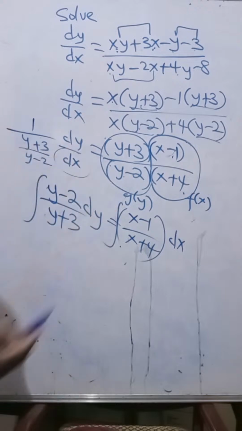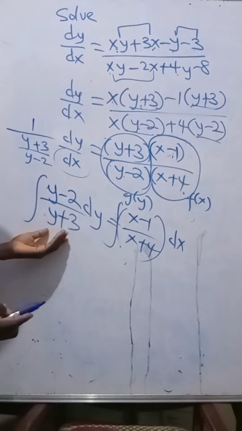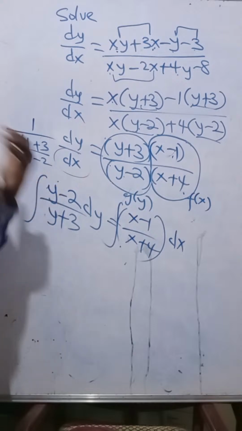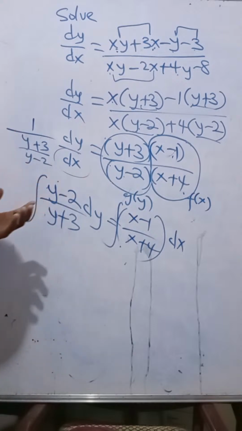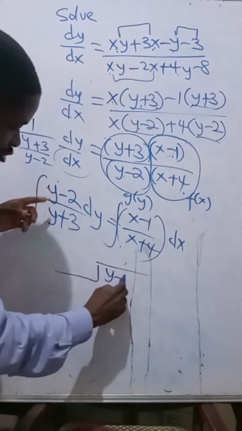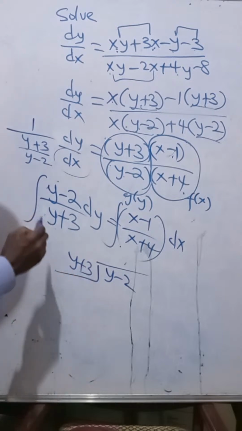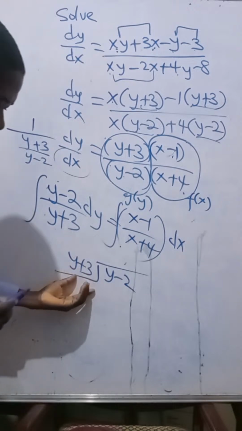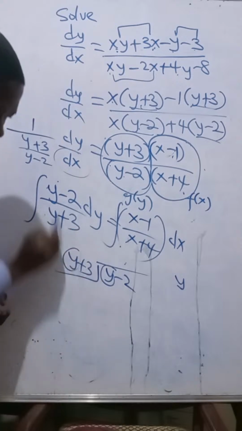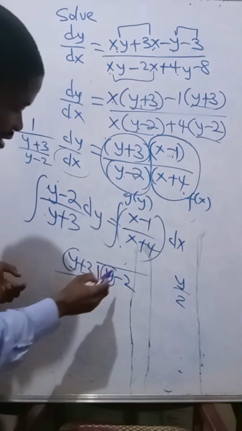So this one, if you look at this numerator and denominator, the degree is equal to each other, and that will call for polynomial division. So we are going to apply polynomial division. The numerator is y minus 2. The denominator is y plus 3. Okay? So when you are doing polynomial division, you take the first one here, and then you divide by the first one here. Okay? The first one is y.